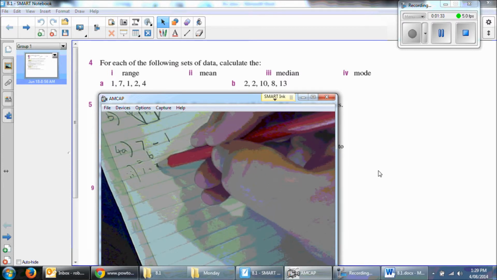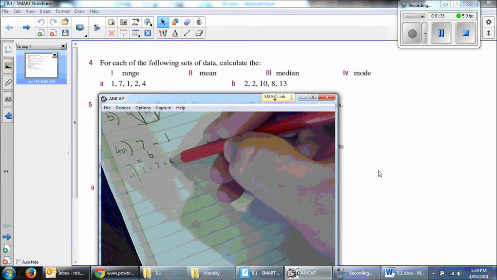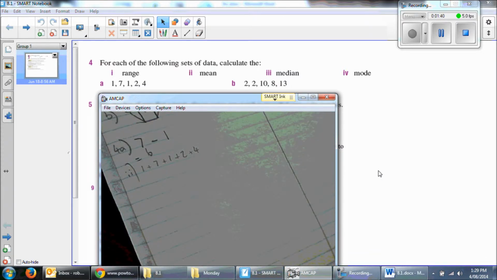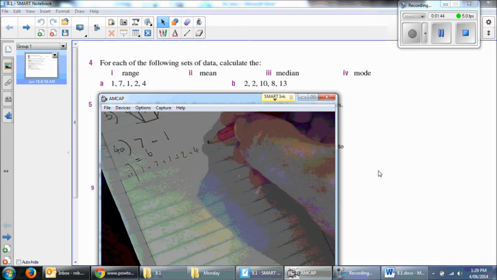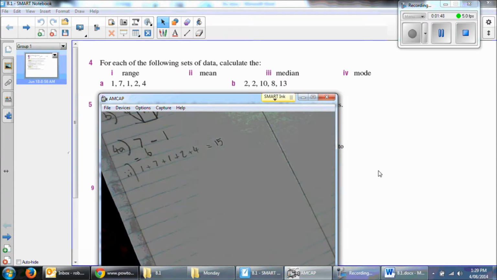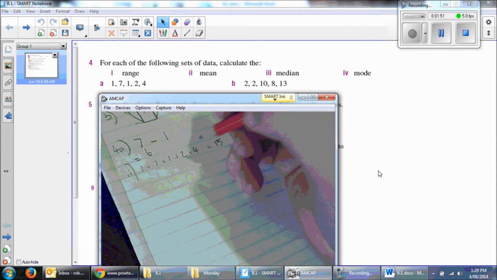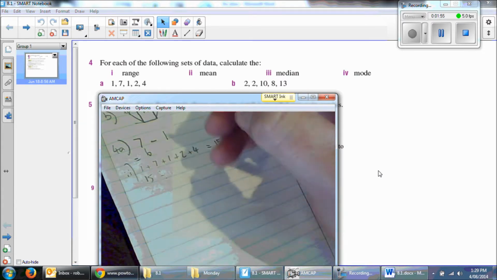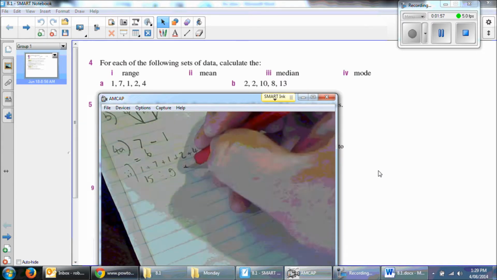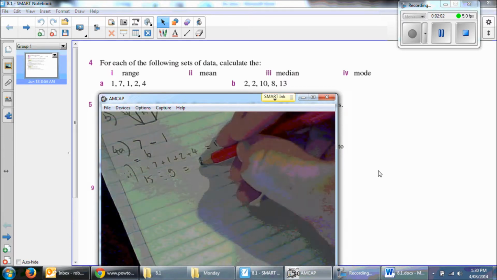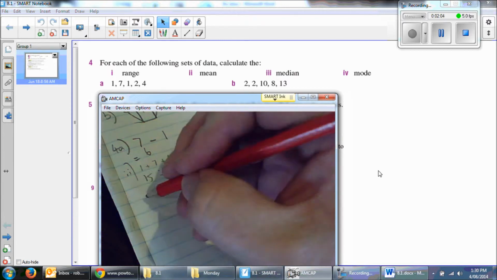So let's add up the set of these scores. 1 plus 7 plus 1 plus 2 plus 4. So 1 plus 7 is 8, plus 1 is 9, 11 and 15. Okay, so here we've got 15. To find the average, we take that 15 and we divide it by 5. 15 divided by 5, of course, is 3. So our mean is 3.